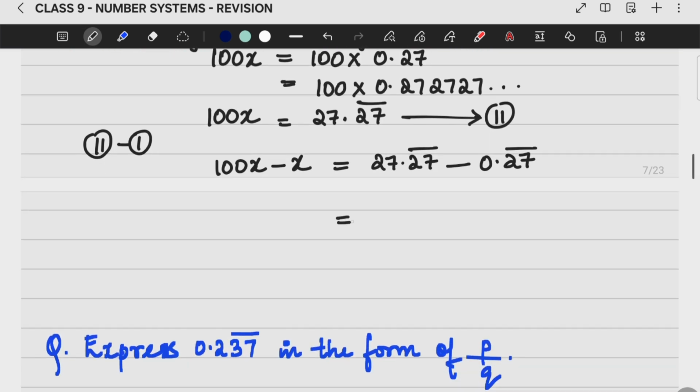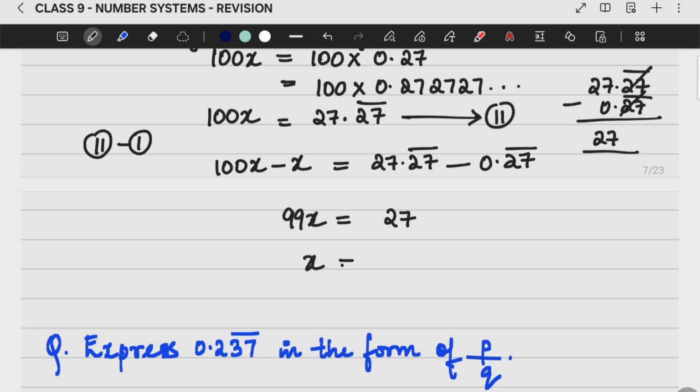So if you subtract, you will get only 27. Yeah, so 0.27 bar will get cancelled. See, 27.27 bar minus 0.27 bar. If you subtract, everything after the decimal point will get cancelled out. The answer is just 27. 100x minus x is 99x. So the answer is x is nothing but 27 by 99.